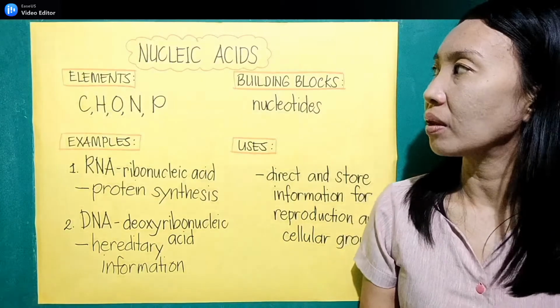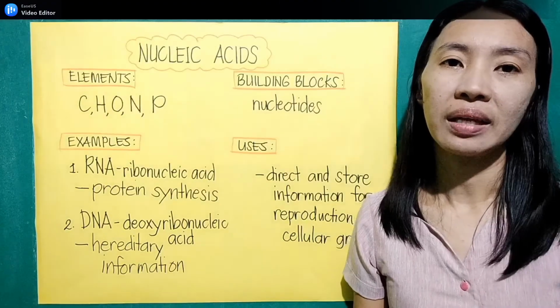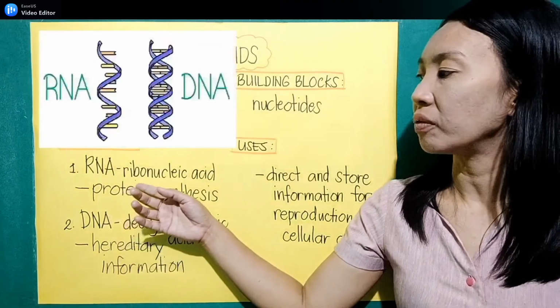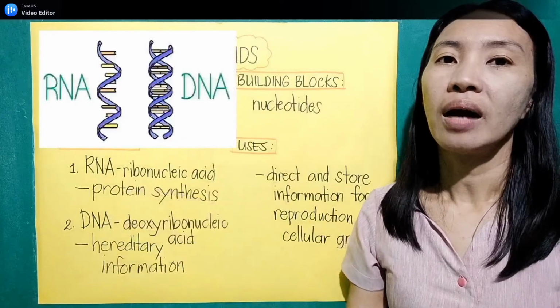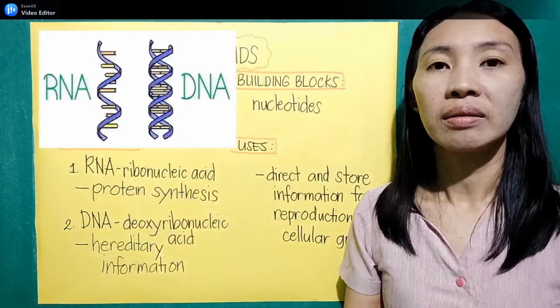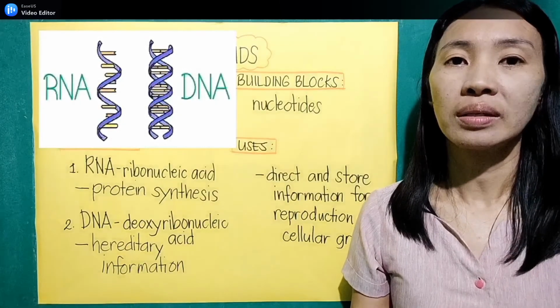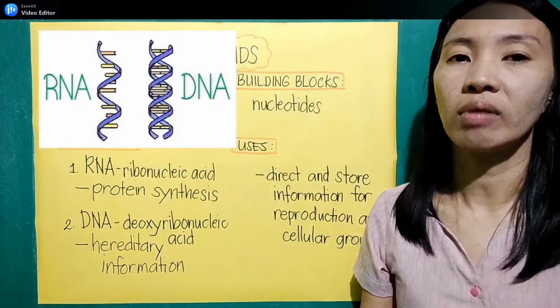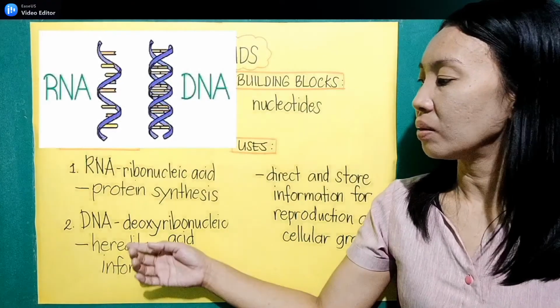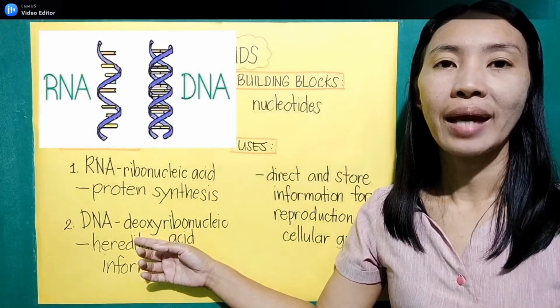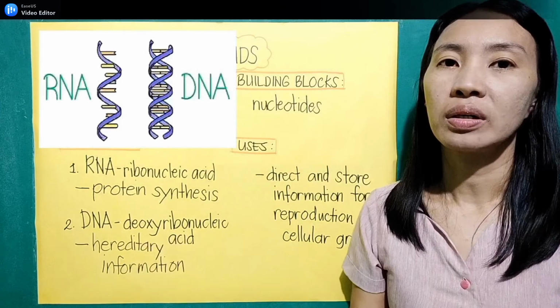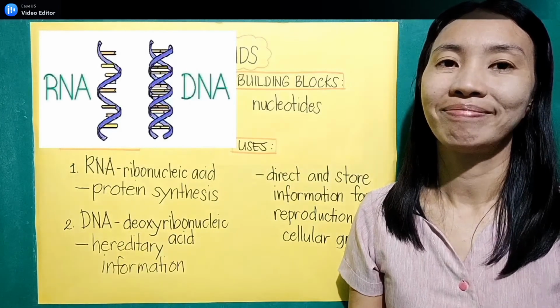Now, the examples of nucleic acids are RNA and DNA. RNA stands for ribonucleic acid. The ribo part stands for the type of sugar that is used, which in this case is called ribose. DNA, which stands for deoxyribonucleic acid, has a sugar that is called deoxyribose.